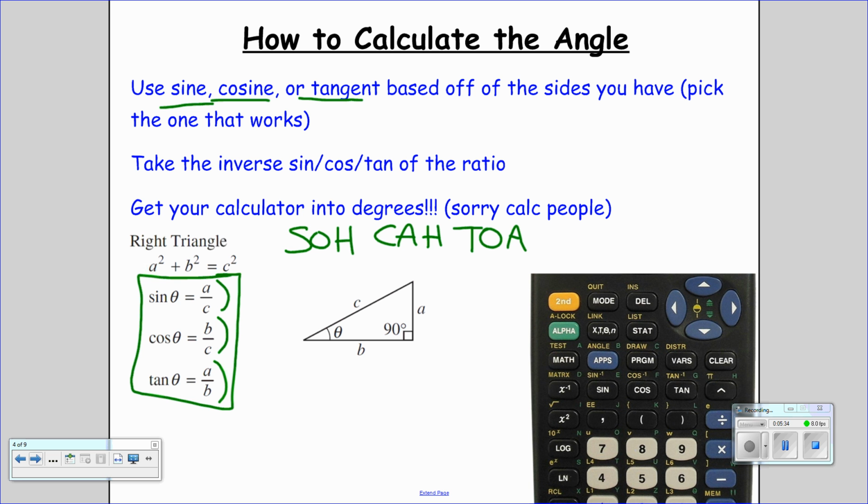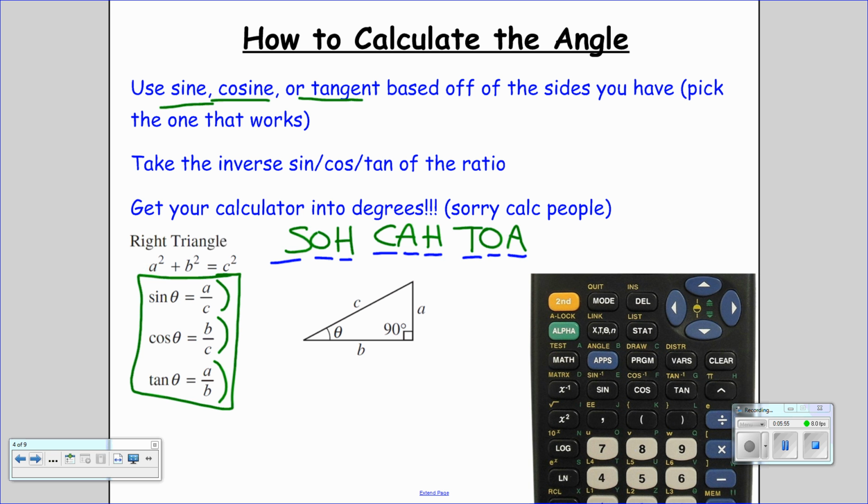SOHCAHTOA. Okay? So, sine is used when you have the opposite and the hypotenuse side. Cosine is used when you have the adjacent and the hypotenuse side. And tan is used when you have the opposite and the adjacent side.